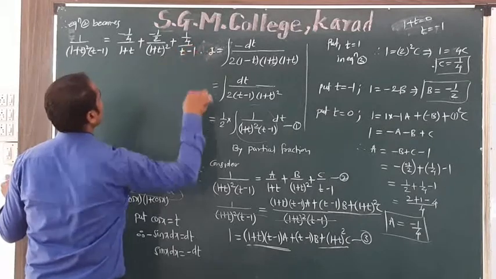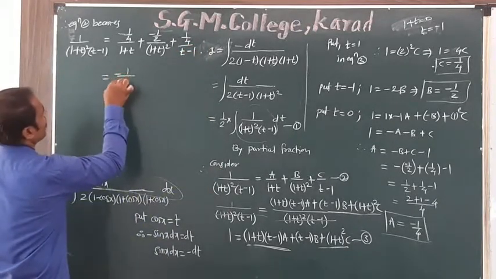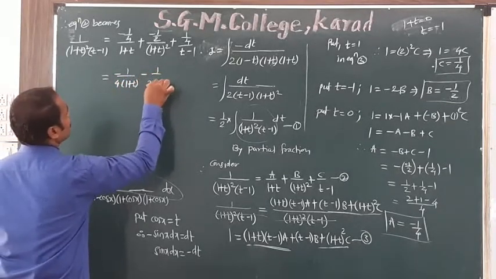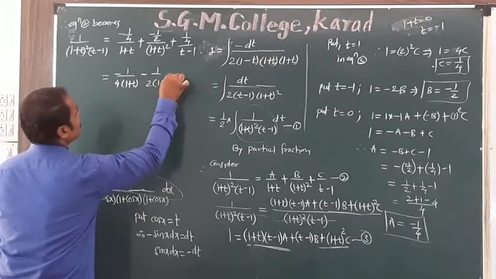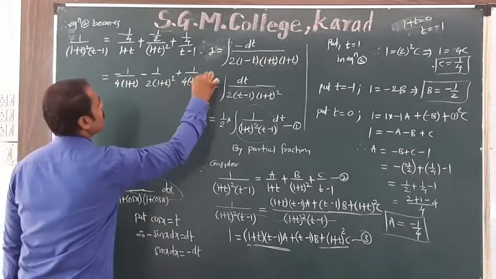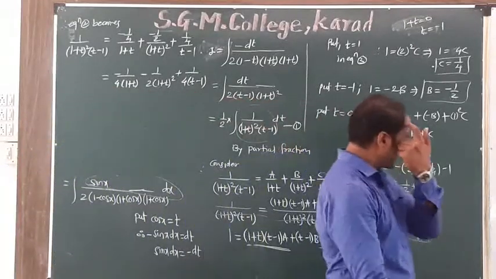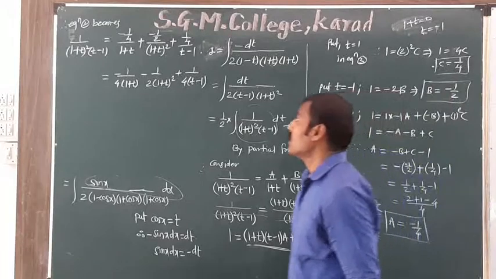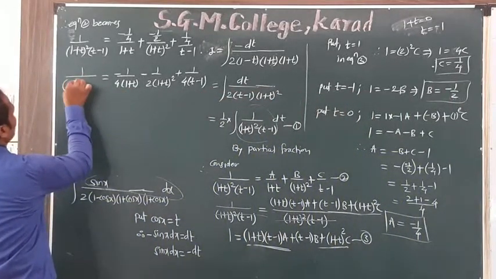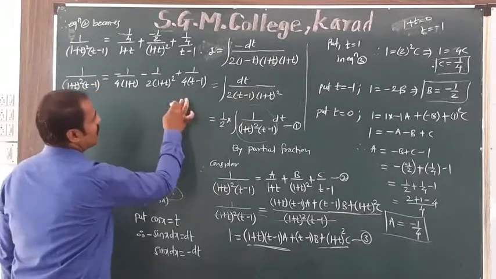On simplification, I can write this as minus 1 upon 4 into 1 plus t, minus 1 upon 2 into 1 plus t square, plus 1 upon 4 into t minus 1. Since the denominator of the numerator always comes in the denominator, so it is the corresponding partial fraction of 1 upon 1 plus t square into t minus 1.